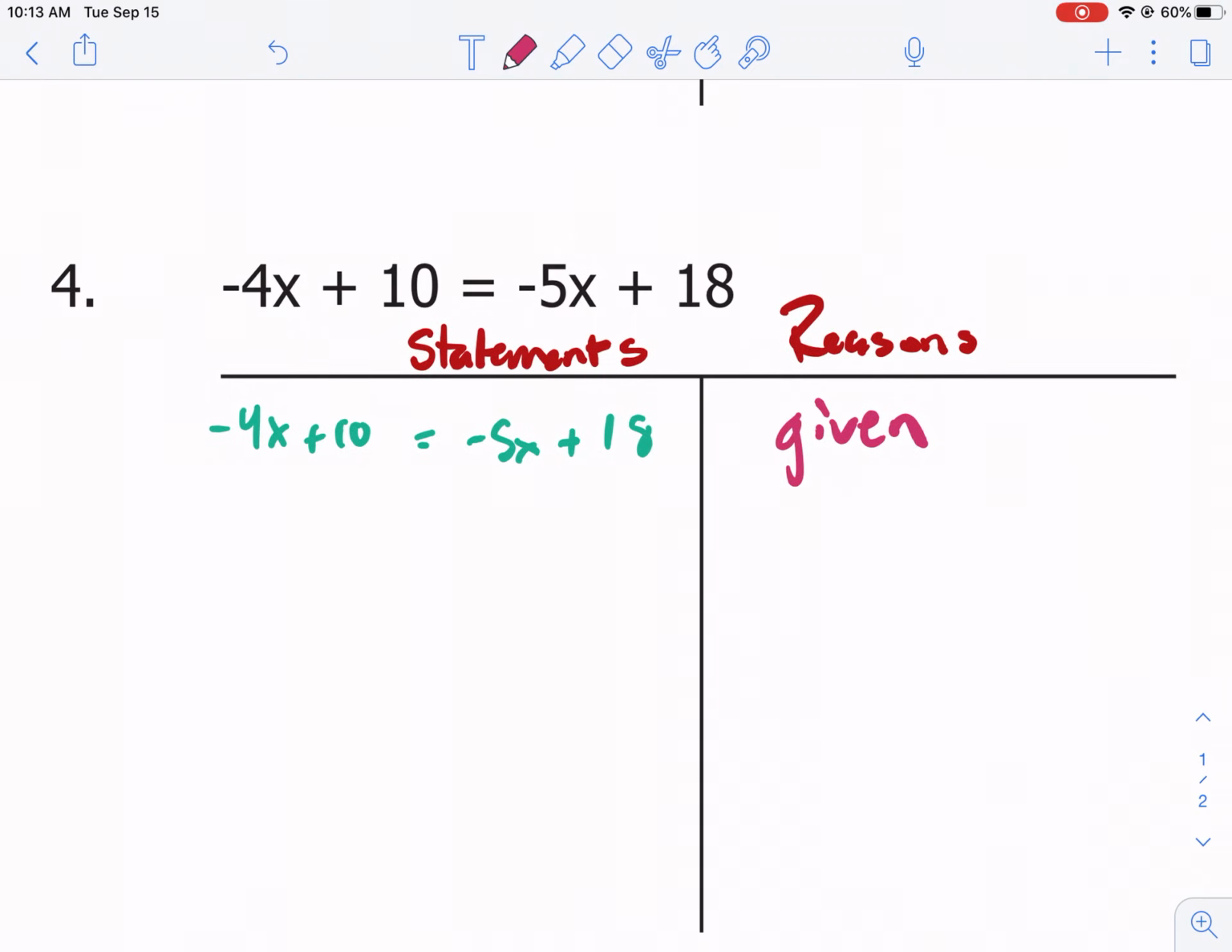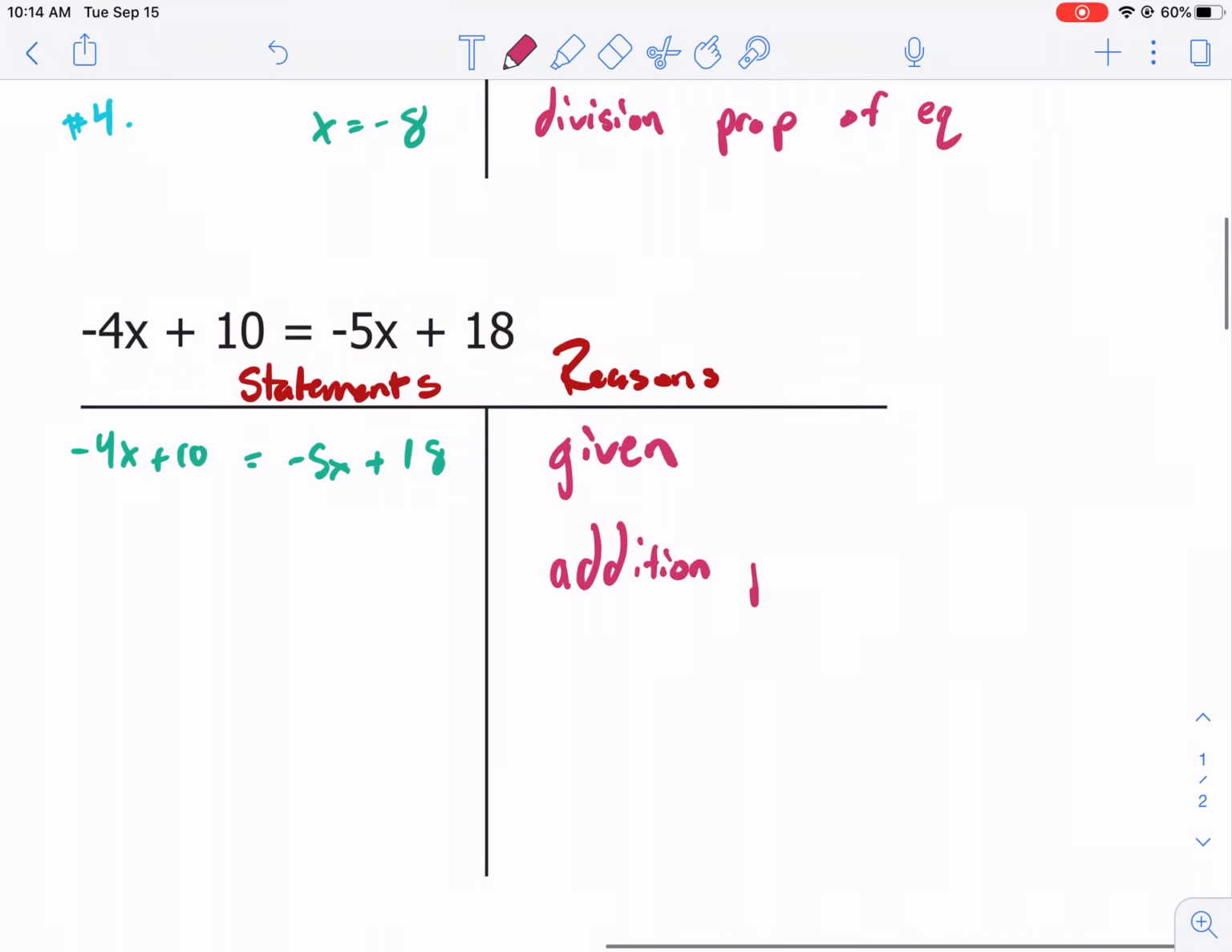Well, personally, I like to move the variables first, and notice that we have this, and this. Okay, I like to move the smaller one. So how do we move that -5x over? Well, we are going to use the addition property. This is our move, addition prop of equality.